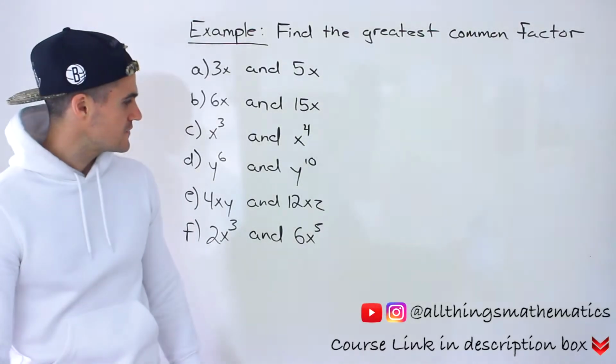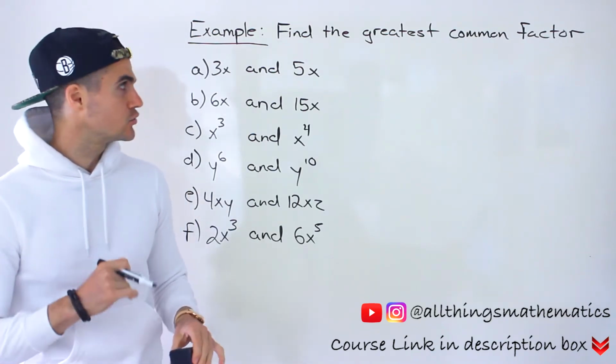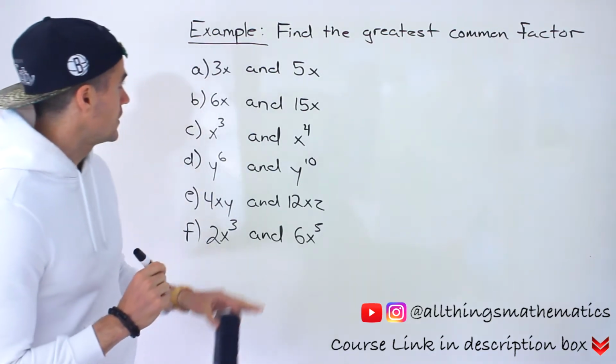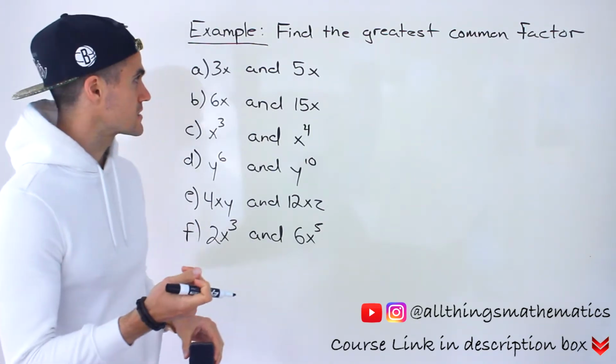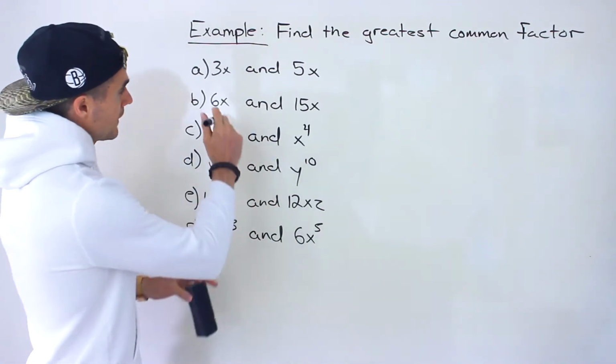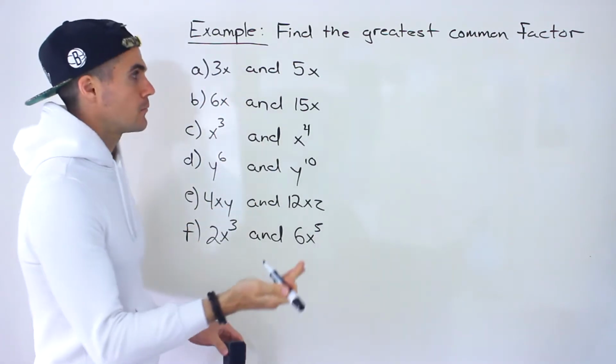Moving on to the next video, what we've got to do is take these pairs of expressions and find the greatest common factor. So starting with part A, we've got 3x and 5x. The first thing I like to do when I get a combination of numbers and variables is start off with the numbers first.